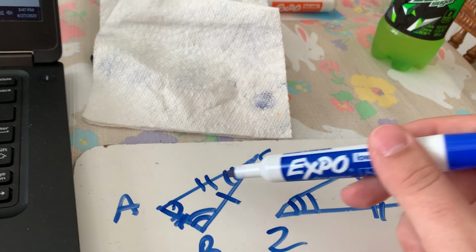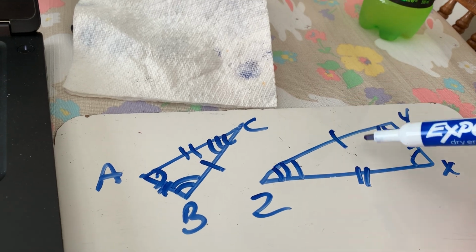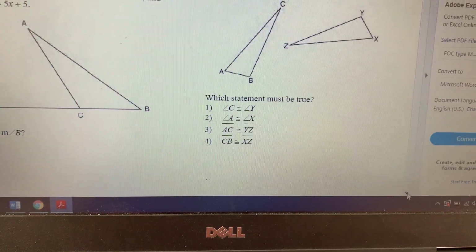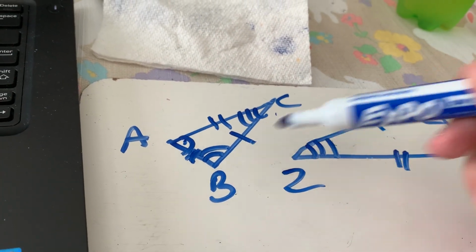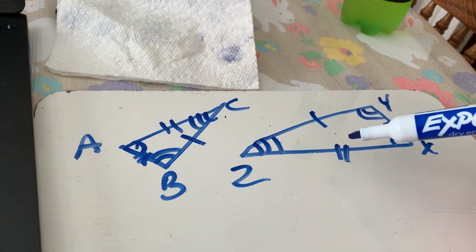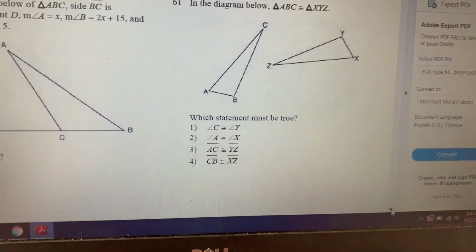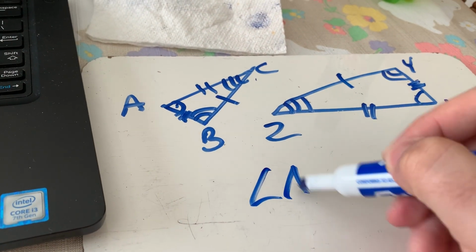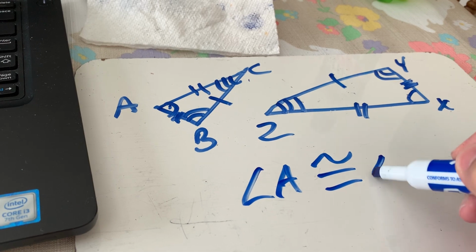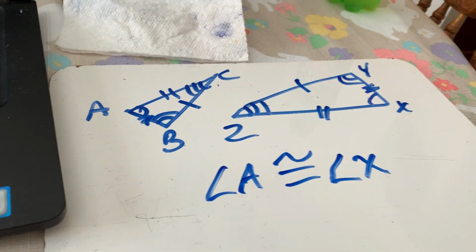AC is congruent to YZ. AC has my 2 congruency lines. YZ has 1, so those are not. CB is congruent to XZ. CB has 1 congruency line. XZ has 2, so those are not. So it's answer choice 2. Angle A is congruent to angle X.